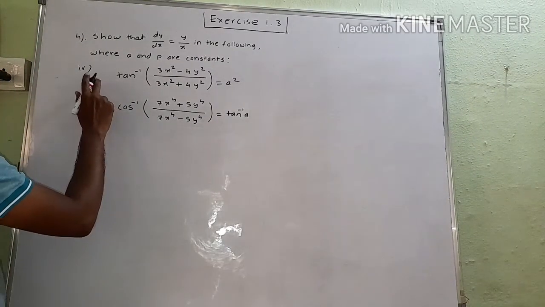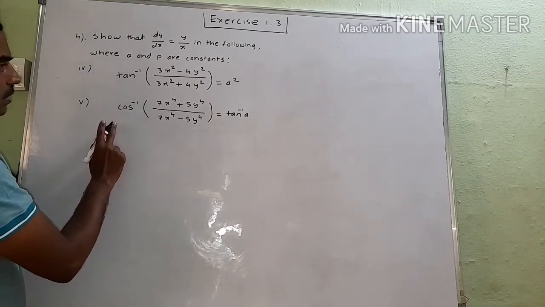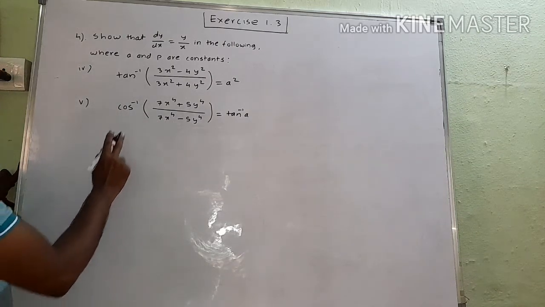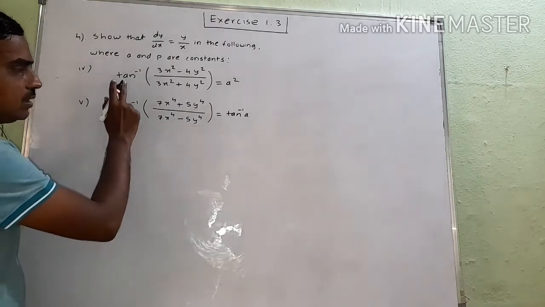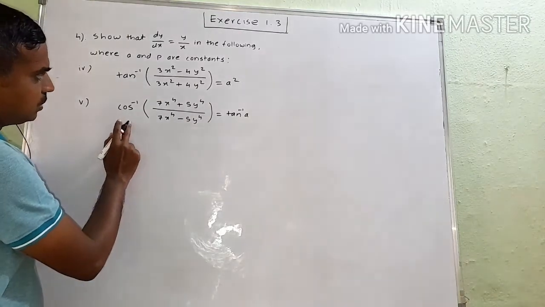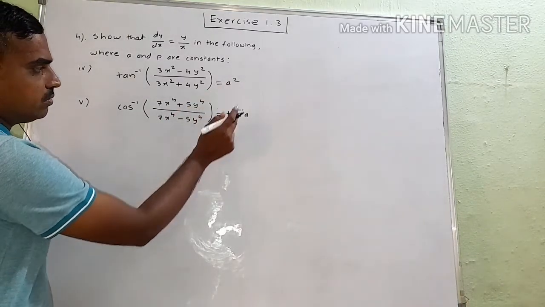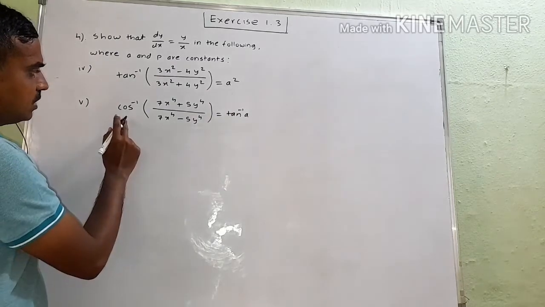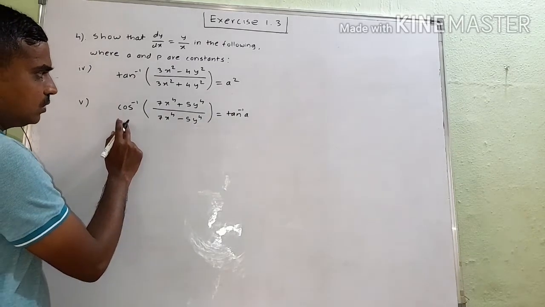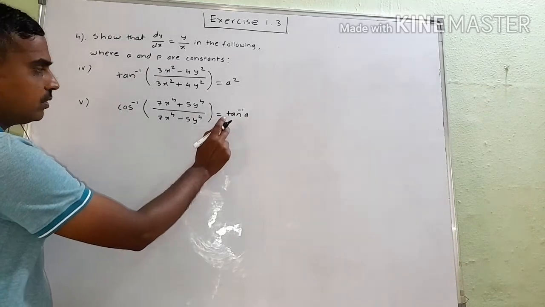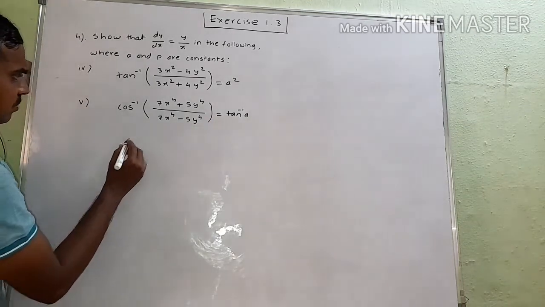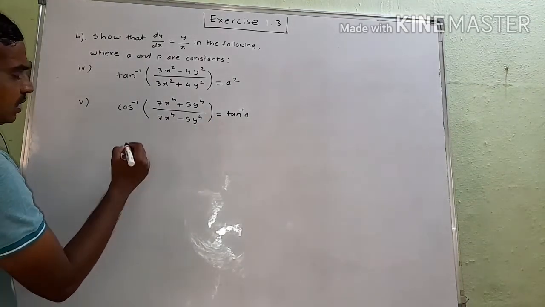Like the fourth example, you can easily solve the fifth example. In the fifth example, on the left side there is cos inverse, and on the right side, in terms of a square, there is tan inverse a. In this function, you have to convert cos inverse into the cosine function. So I will write only the first step, and then you can easily solve it.